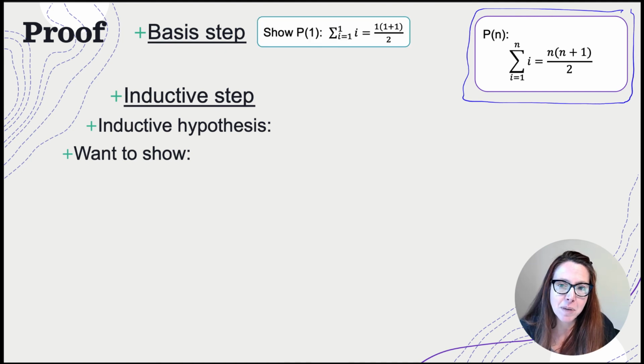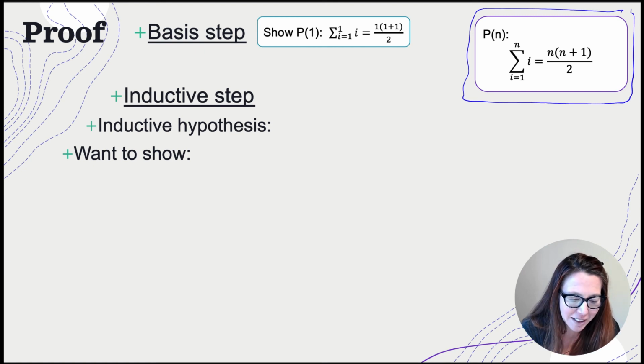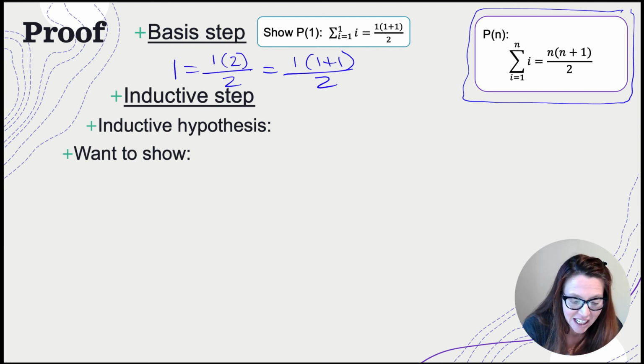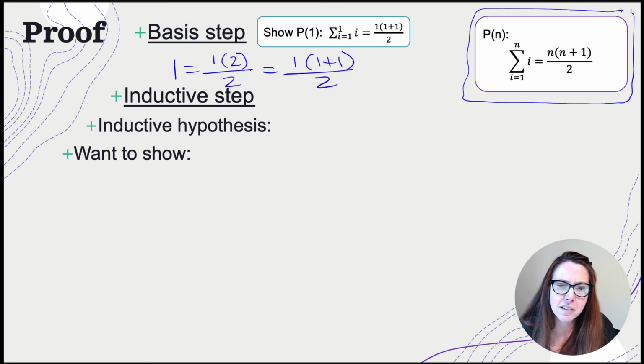So we want to show that P(1) is true, and that is the sum of the first 1 digits is equal to 1 times (1+1) divided by 2. We can do that because that sum is just 1, and that's equal to 1 times 2 over 2, which is the same as 1 times (1+1) all over 2. And that's it. That's our basis step. Done.